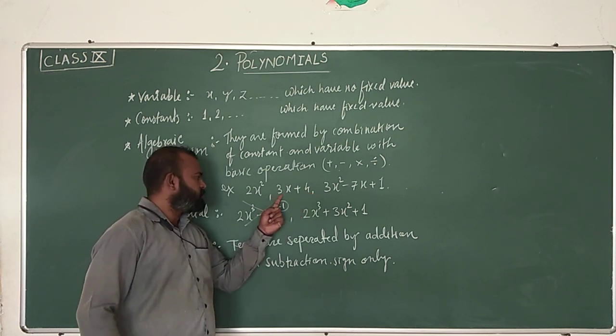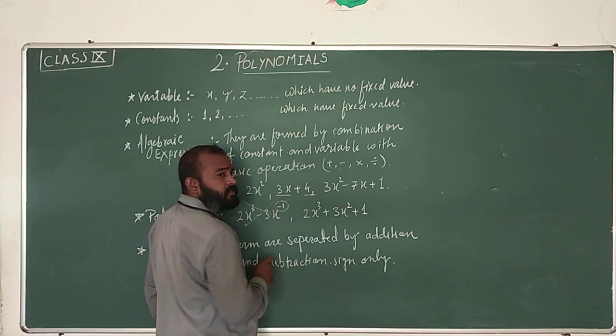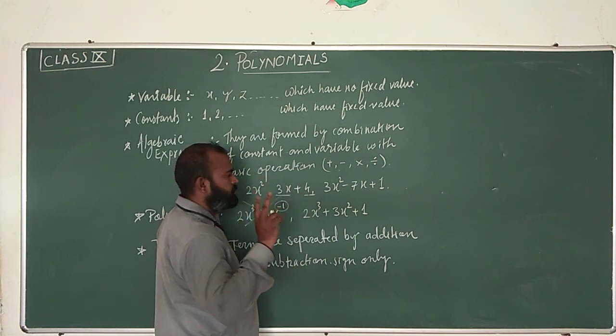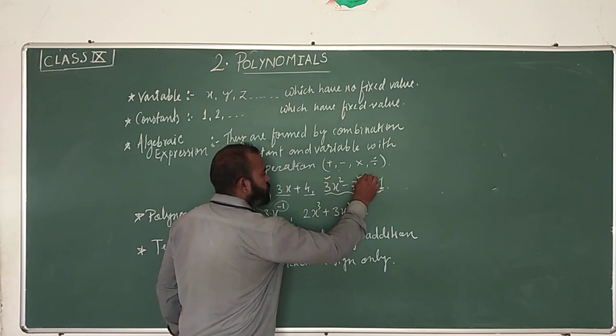So this is 1 and this is 2. So how many terms are there here? Here there are 2 terms. Here how many terms are there? 1, 2, 3.